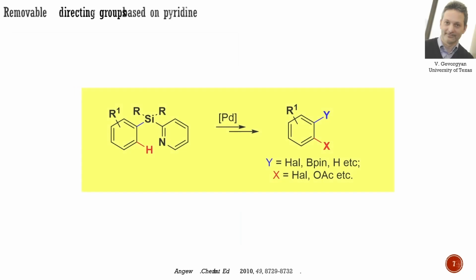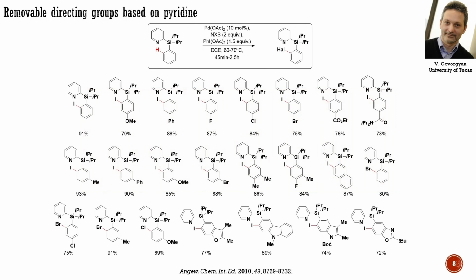Let's consider the pyridine directing group attached to the main molecule via a carbon-silicon bond, developed by the group of Gevorgyan from the University of Texas at Dallas. In one of their initial reports, they described a palladium-catalyzed C-H halogenation of aromatic compounds directed by the removable pyridyl group shown here.